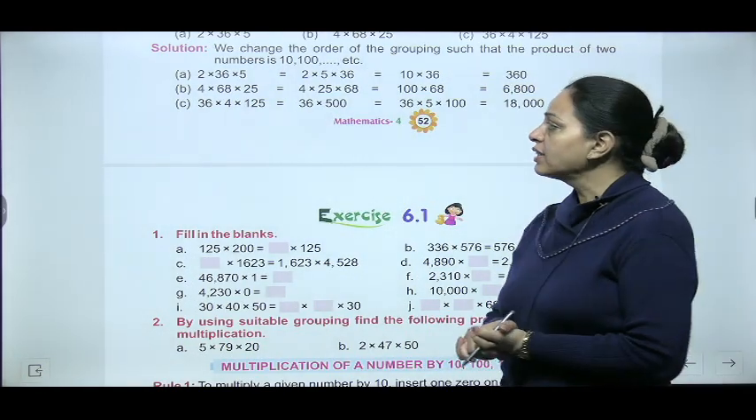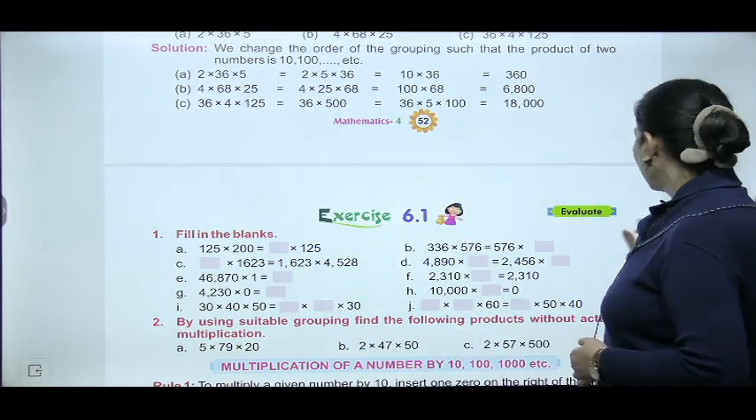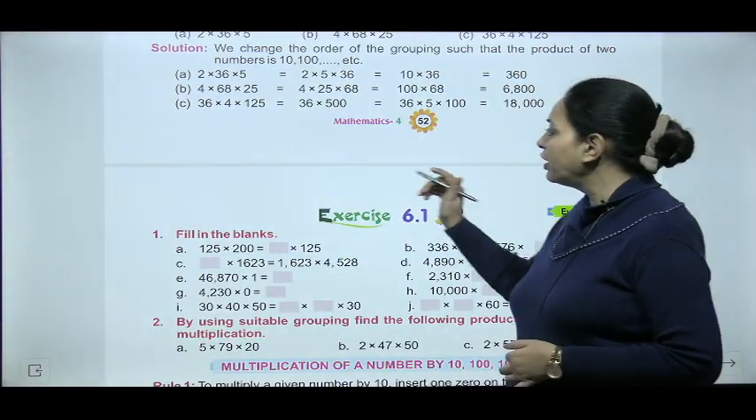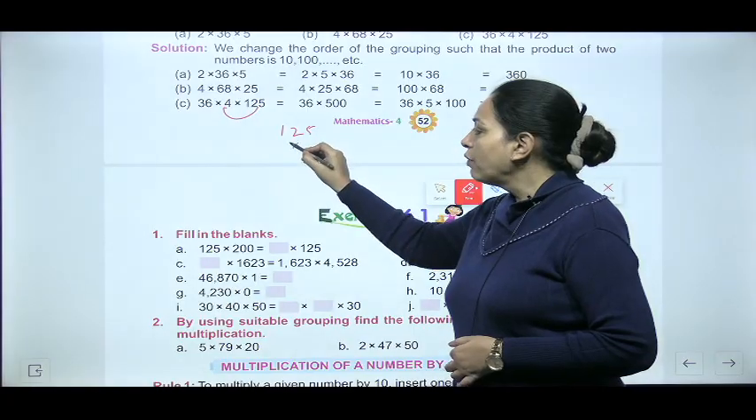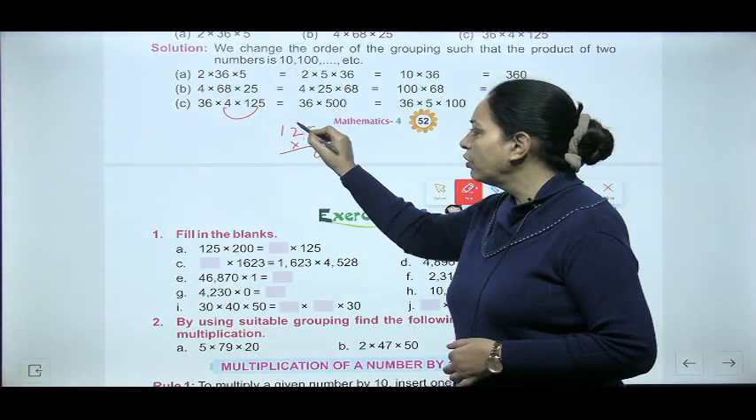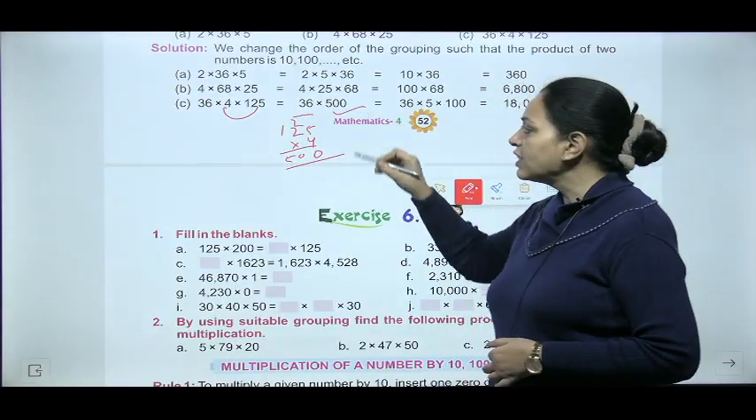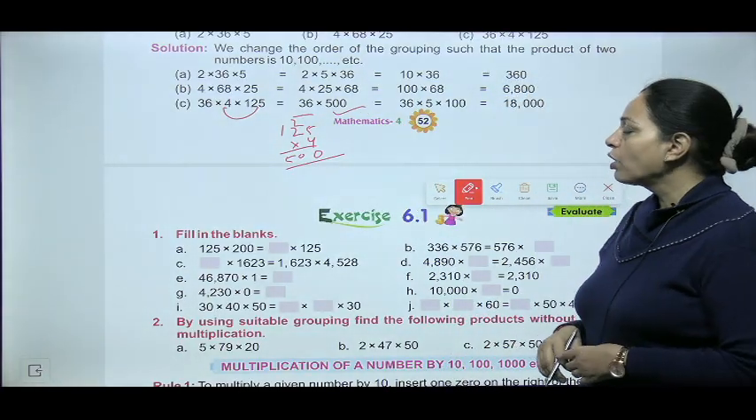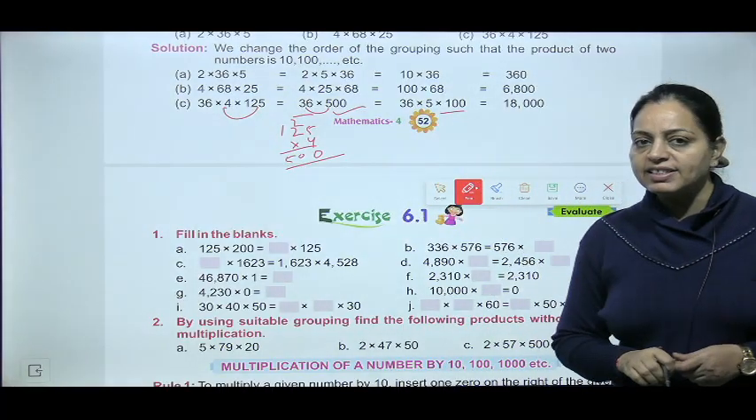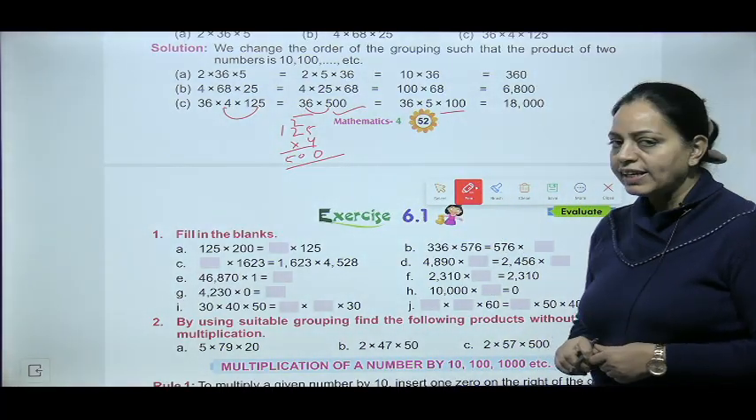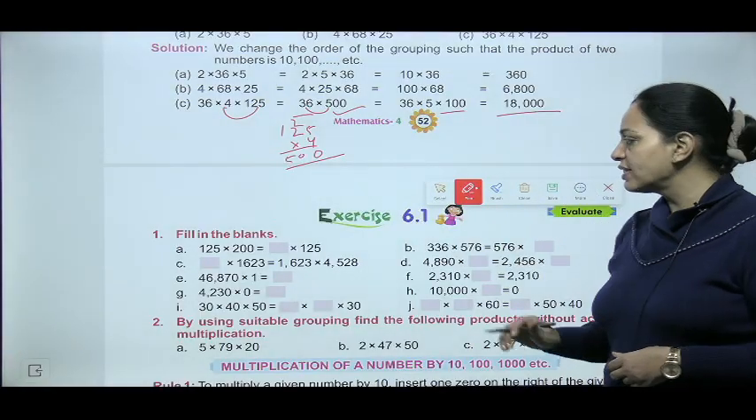Now C part, 36 multiply 4 multiply 125. So we are combining 4 and 125. So 125 into 4 is 500. So 36 into 500. So now 36 multiplied by 5 and 100 as it is. So we are getting 180 multiplied by 100. So this is the answer.